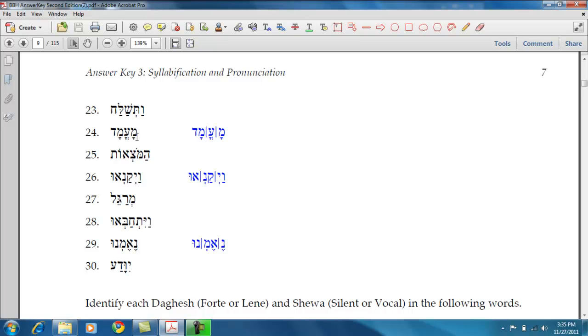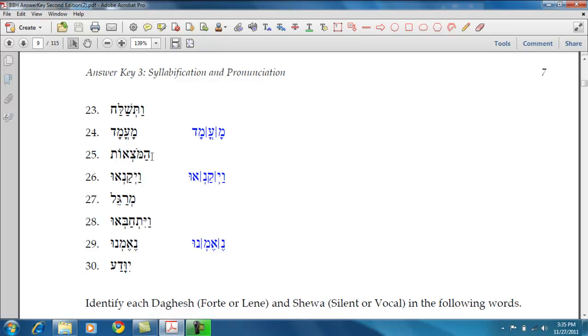All right, number 24 here is ma'amad. And so what we do is we break it down. We got the consonant here and then the vowel, the komets. We break that. We got the ayin, which is a consonant, and then the hatef komets up under it. We break another syllable. We start with mem, komets, and dalet. Ma'amad is how we pronounce that.